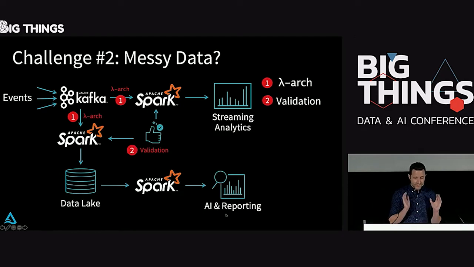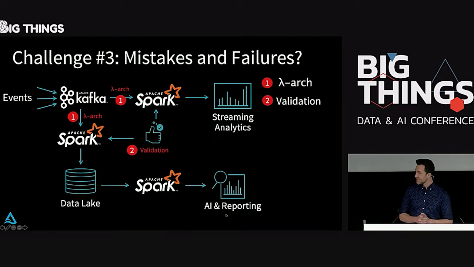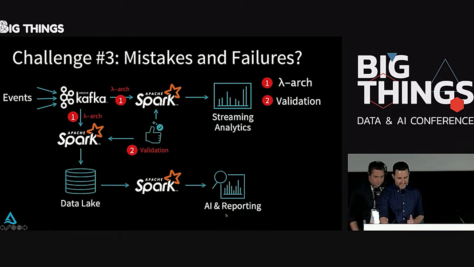But we can add this to our architecture, and now we've got validation, so we'll know when our data is messy. But unfortunately, some of that messy data made it into your data lake. There are already mistakes and failures corrupting those files. And this isn't a traditional database, so if I want to correct those, it's actually very difficult. I have to go and find them and fix them. I have to be very careful not to crash in the middle, or I might corrupt the data in my data lake.